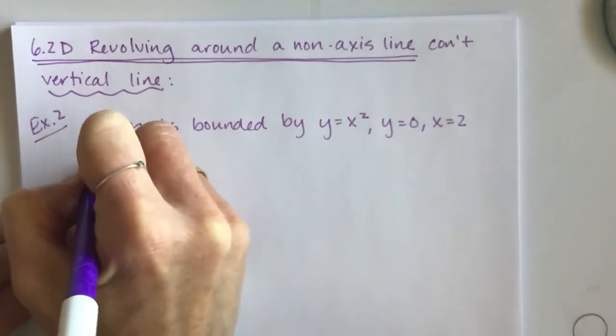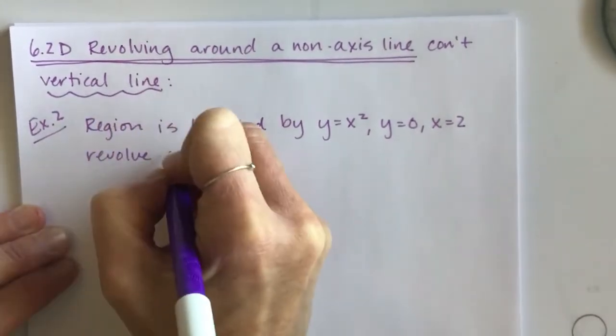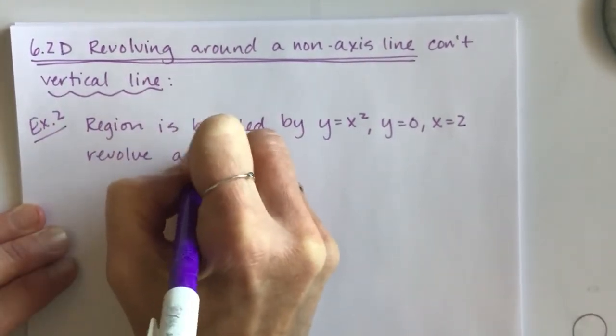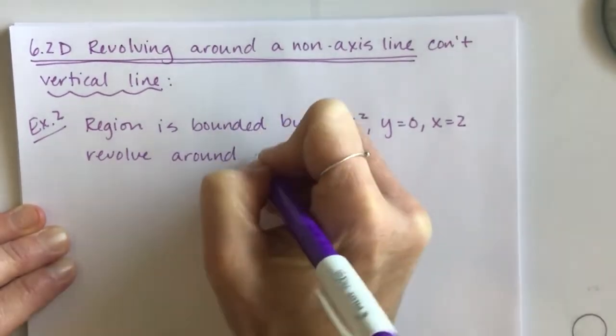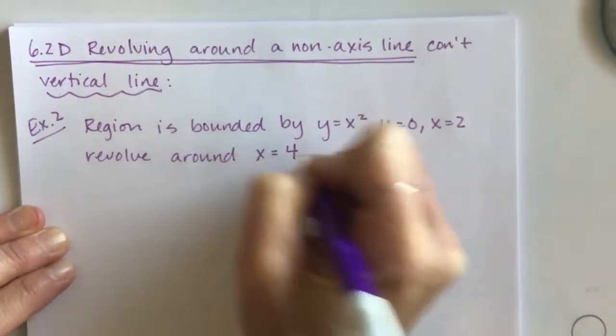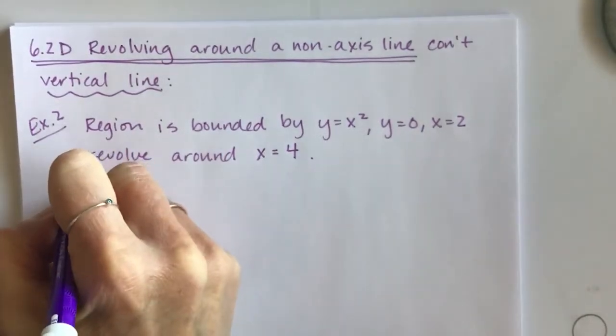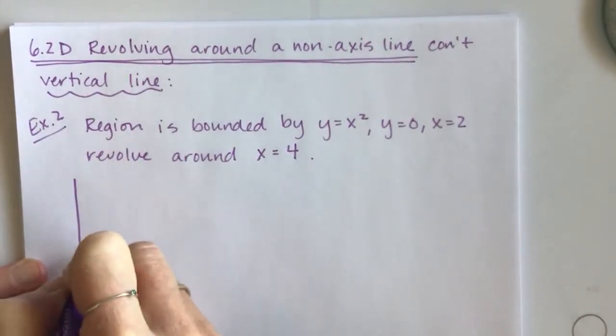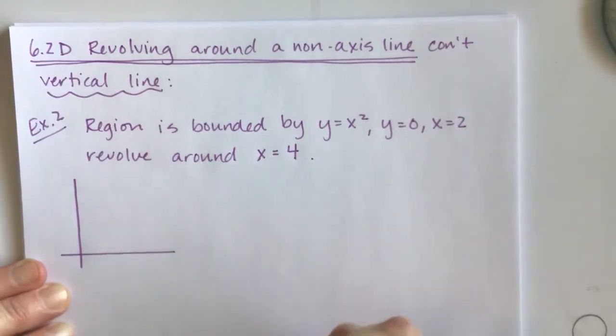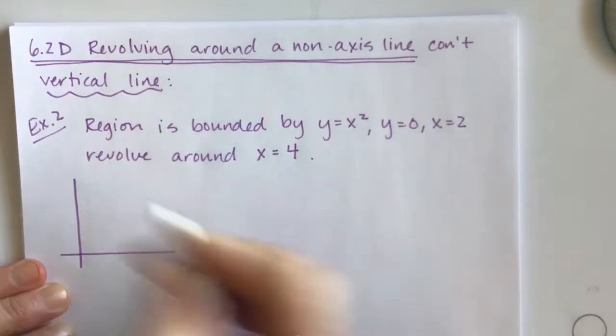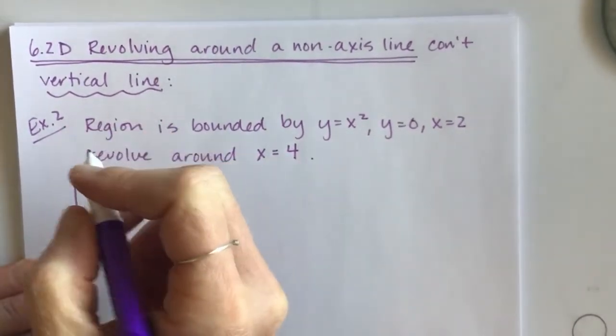And we're going to revolve around, let's do x equals 4. That's a little bit different because it's beyond our region. So we're doing something slightly different.